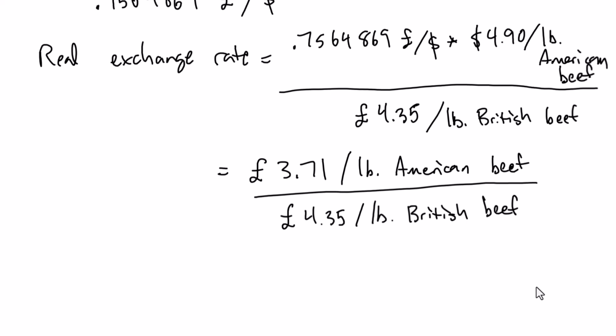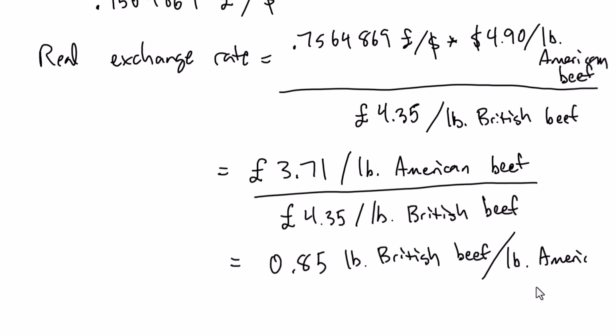But now the pounds are going to cancel out, and we can do the math and get approximately 0.85 pounds of British beef per pound of American beef. So what this tells us is that American beef is cheaper than British beef, because for every pound of American beef, you can only get 0.85 pounds of British beef.